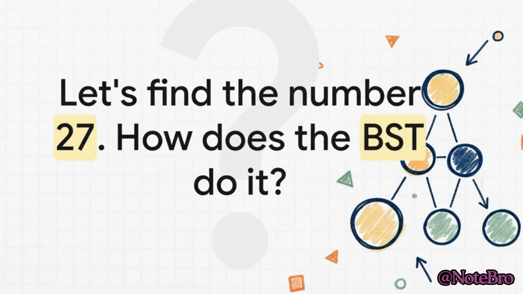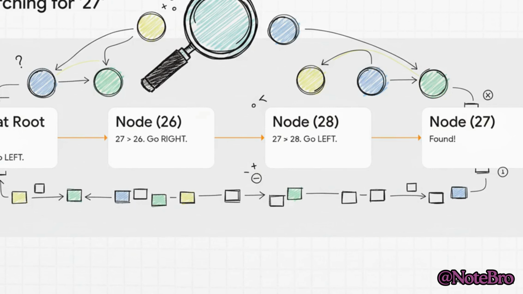All right, we've got a mission. We need to find the number 27 in this tree. Now, instead of just scanning around randomly, the BST is going to use its golden rule to make a series of really smart decisions. Let's follow the path it takes. Okay, here we go. We always start at the top, the root, which is 56. Is 27 less than or greater than 56? Well, it's less. So, bam, we just eliminated the entire right half of the tree.